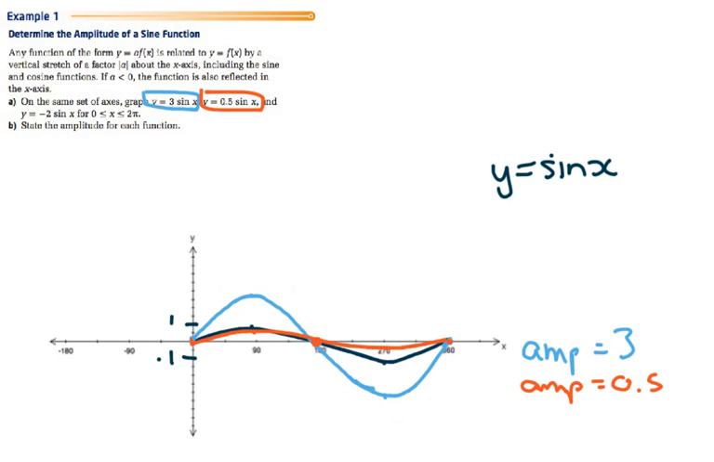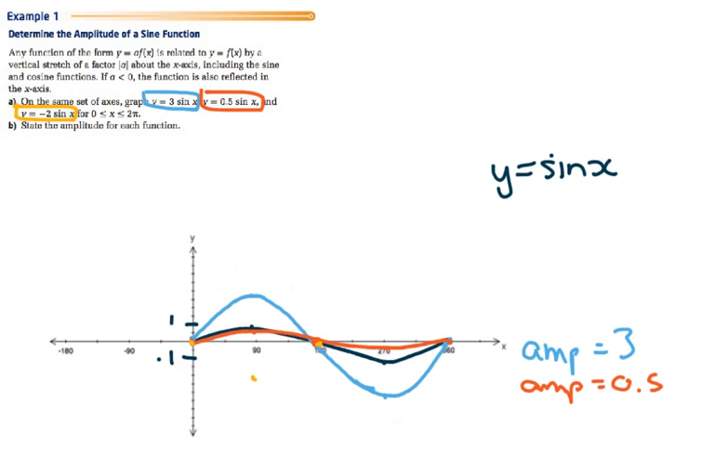Last function we'll do in yellow, y equals negative 2 sine x. Again, we'll go from the blue function. All of our points vertically get multiplied by negative 2. So that first point stays. Next point was at 1. Gets multiplied by negative 2, goes to negative 2.